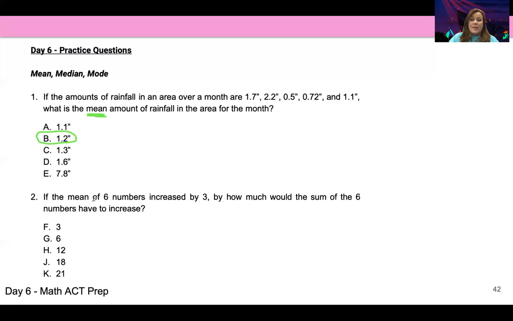Now, this is one that once students see it, tends to be easier for them. If the average of 6 numbers is increased by 3, how much would the sum of the 6 numbers have to increase? Basically, I've done this problem enough that if the average increases by 3, then that means each one of these 6 numbers has to increase by 3. So 6 times 3 is 18. If all 6 numbers have to increase by 3, then that's 3 plus 3 plus 3 plus 3 plus 3 plus 3, which is 3 times 6, which is 18.